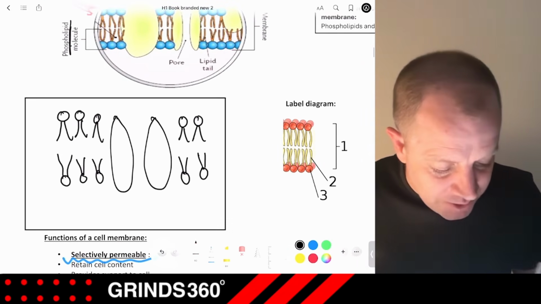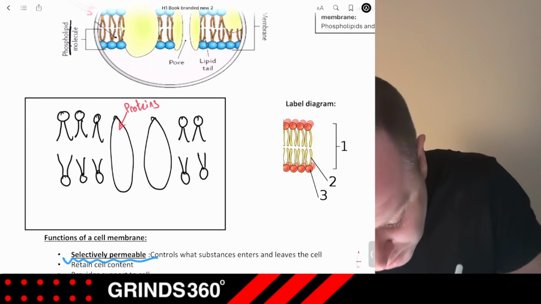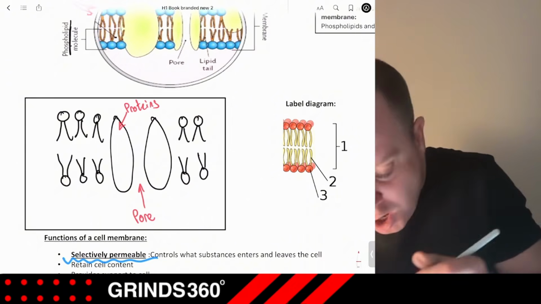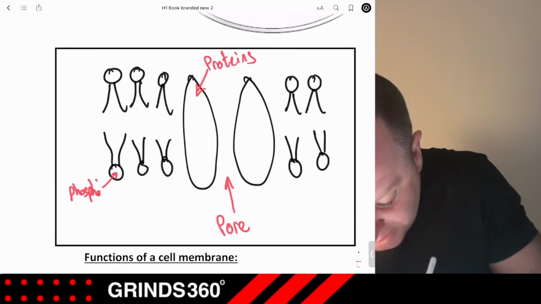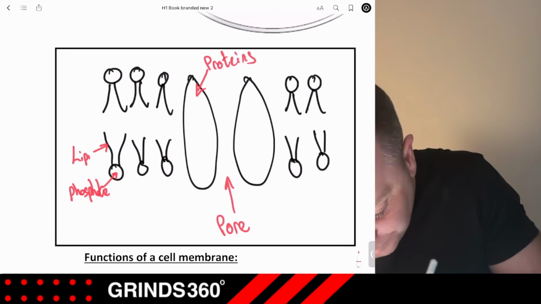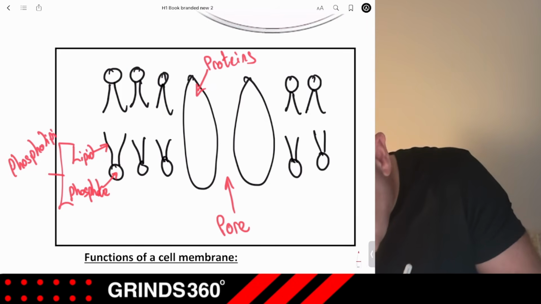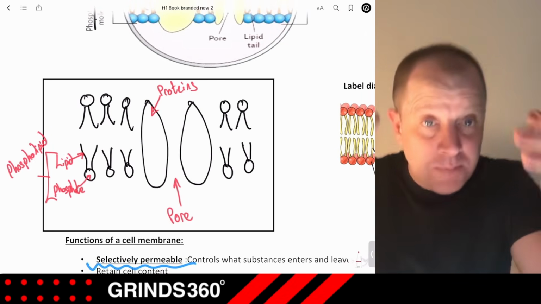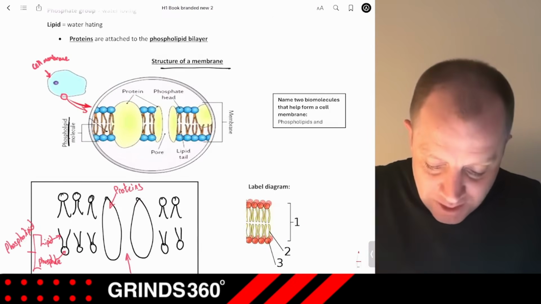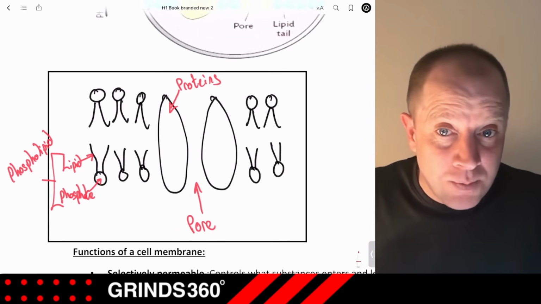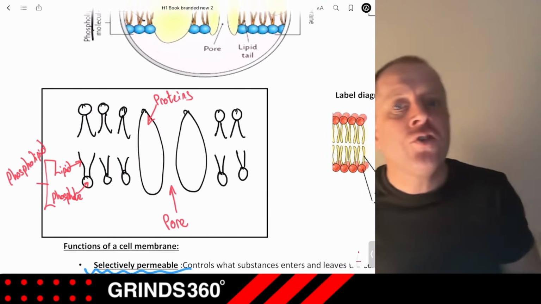So what we're looking at here is the cell membrane. Now, the cell membrane consists of proteins. It consists of a pore. Now, it also then consists of the following. It contains a phosphate head and a lipid tail. And together, we call that a phospholipid. Okay? So you need to be able to draw that. You have to be able to draw a cell membrane. Now, when you're drawing a cell membrane, you're not drawing it like that. You're drawing a cell membrane in detail, if you're using an electron microscope. And does anybody know how many phospholipid layers a cell membrane has?